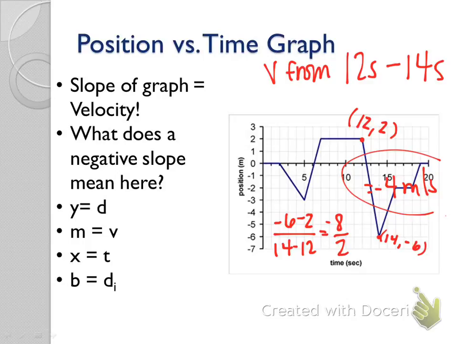So our slope is negative 4 here. After I did the math for the second time, I got negative 4, okay? But that's telling us that for every second, we're going backward 4 meters. That's what that's telling us.